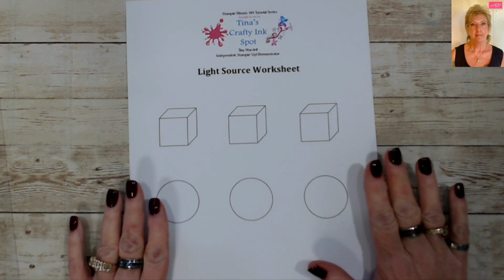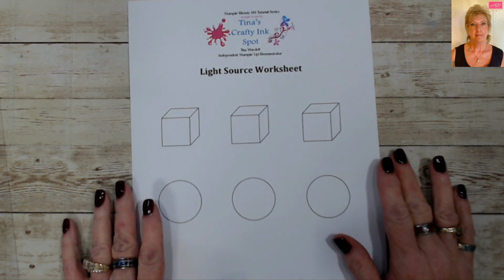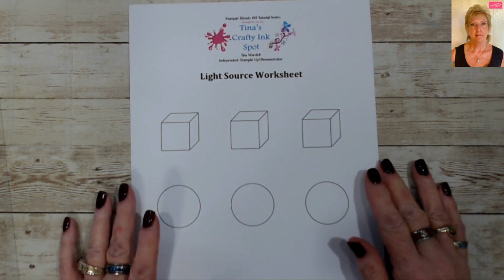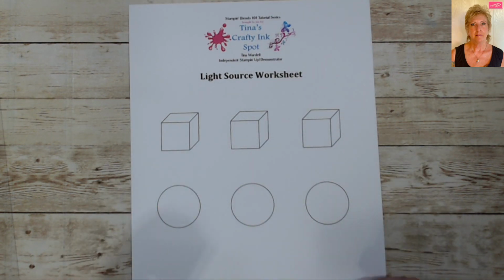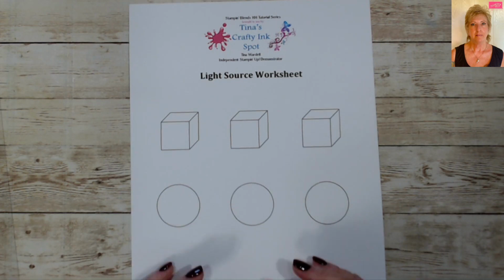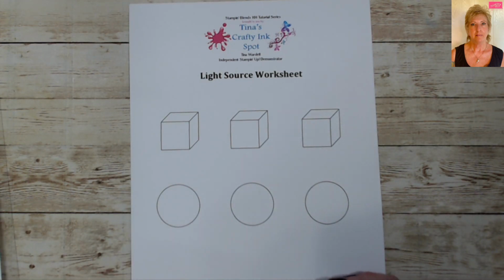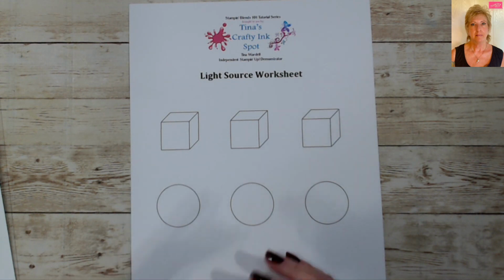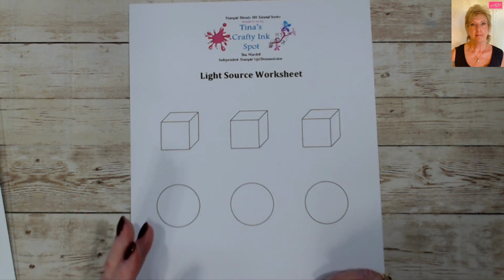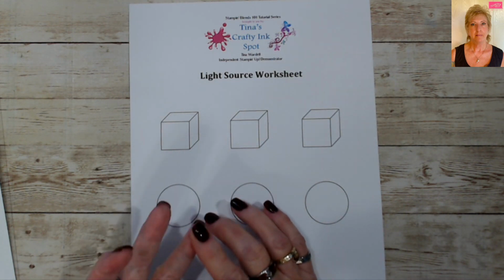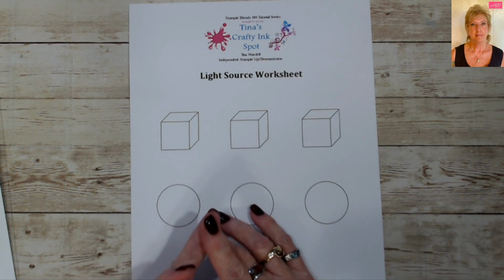In this session, we are going to work on the light source theory. To create dimension in the objects or projects that you are coloring, you need to break down an image into 3 categories. You need to break it down into highlights, midtones, and the shadows.